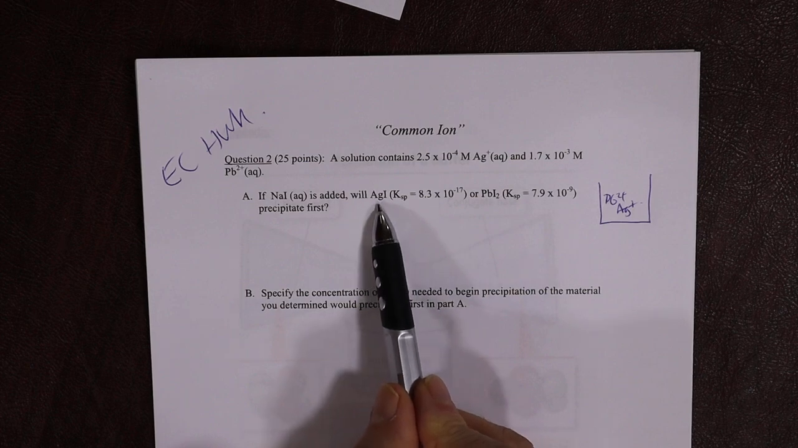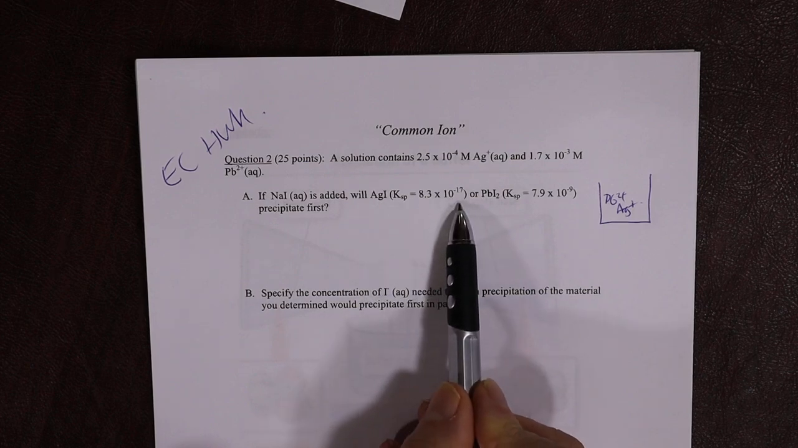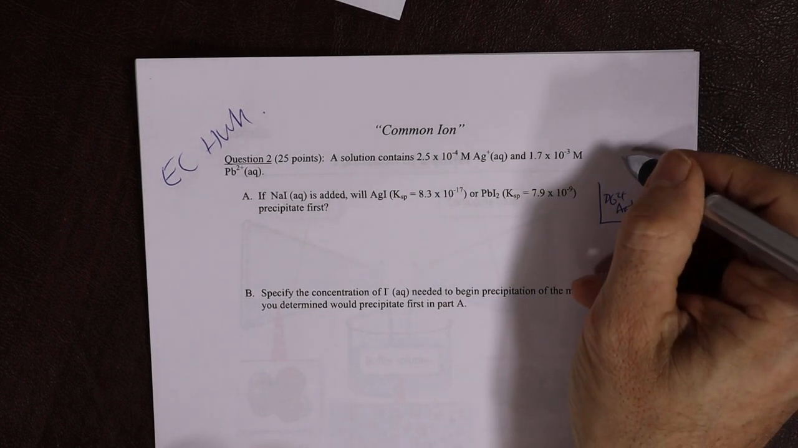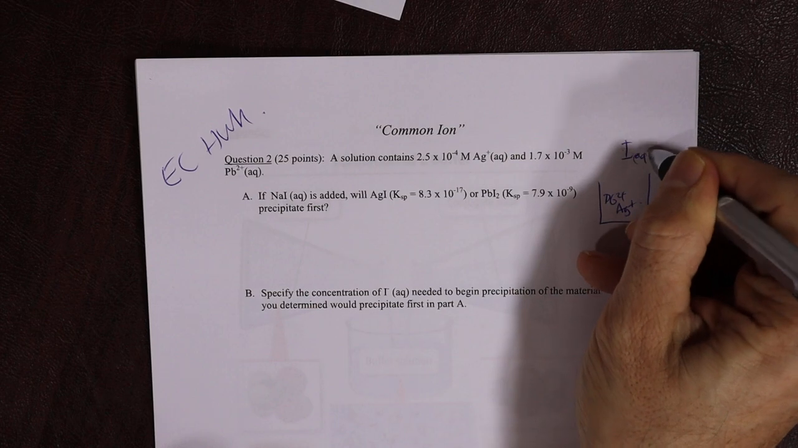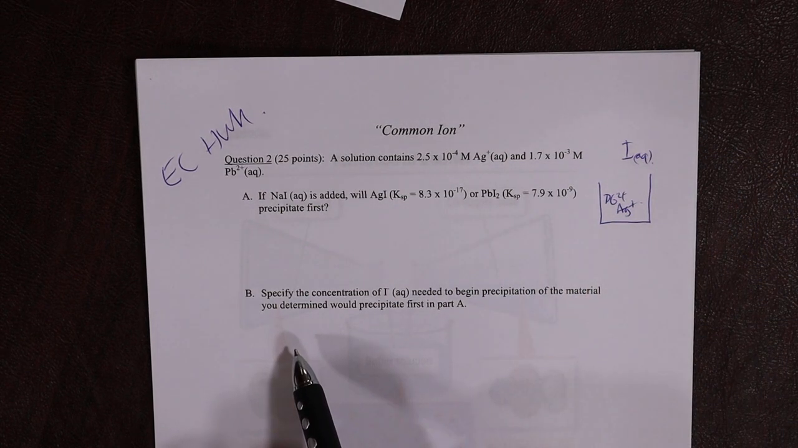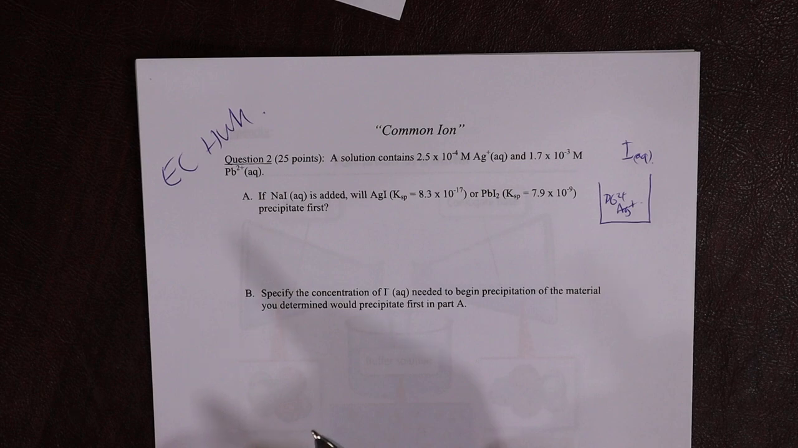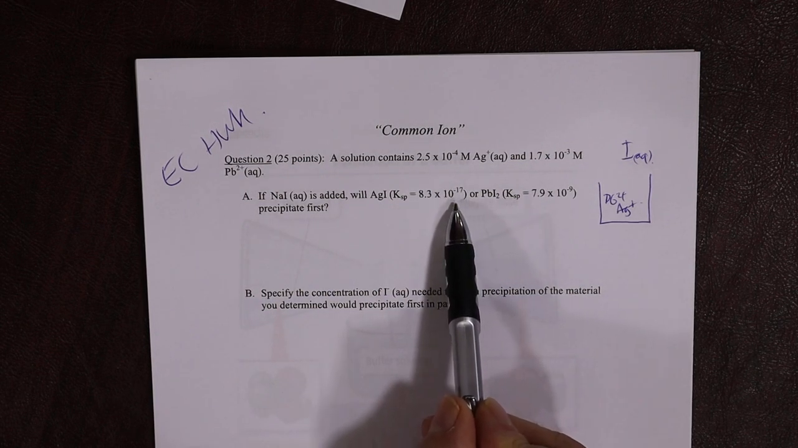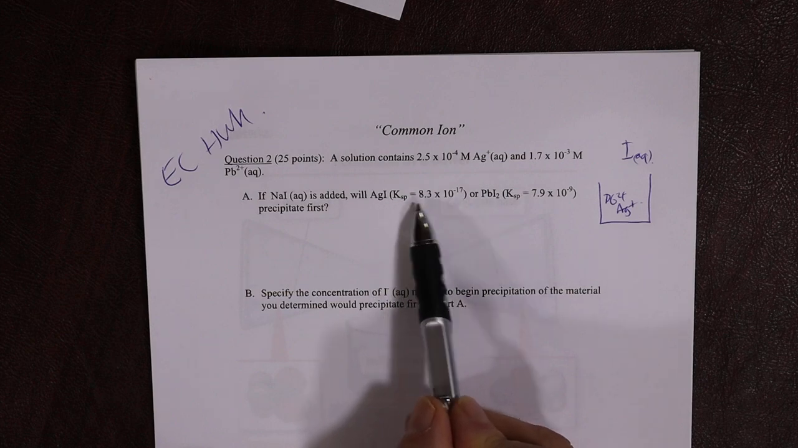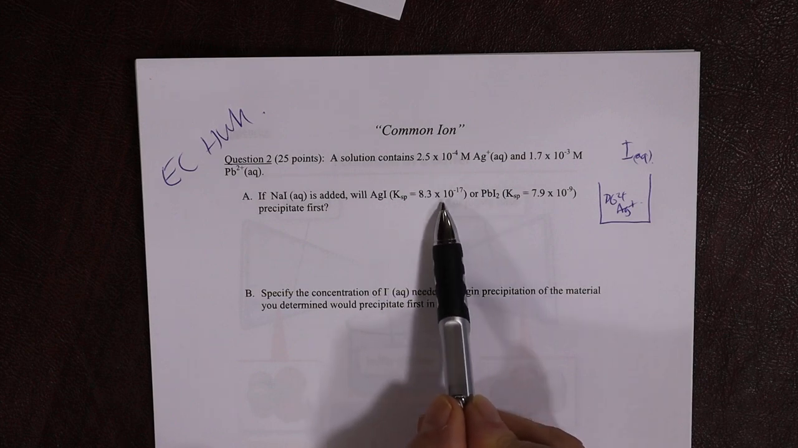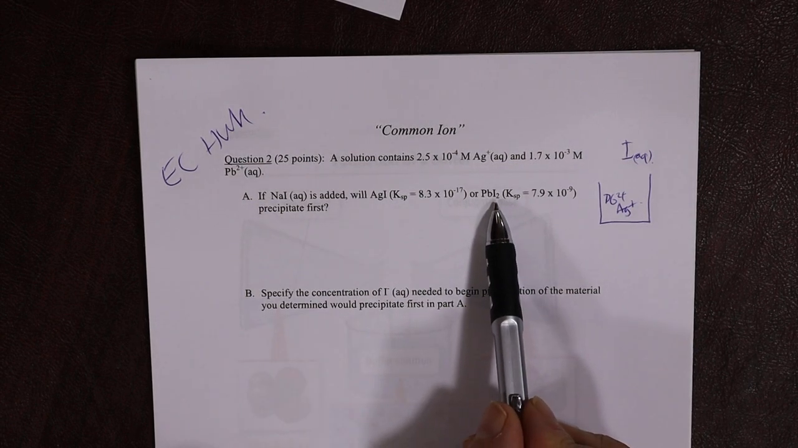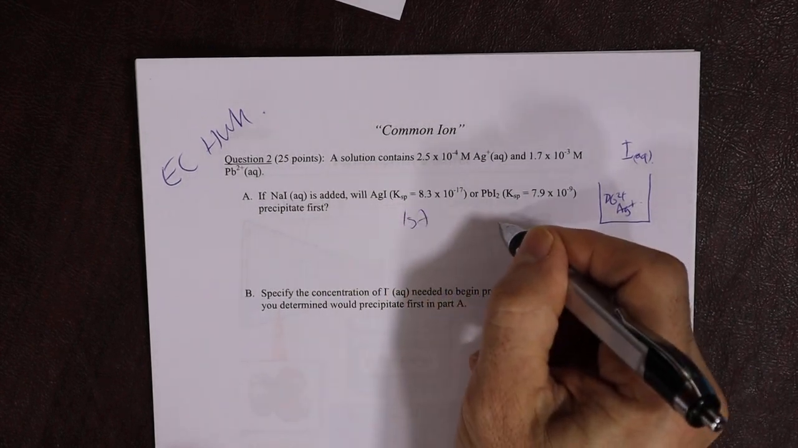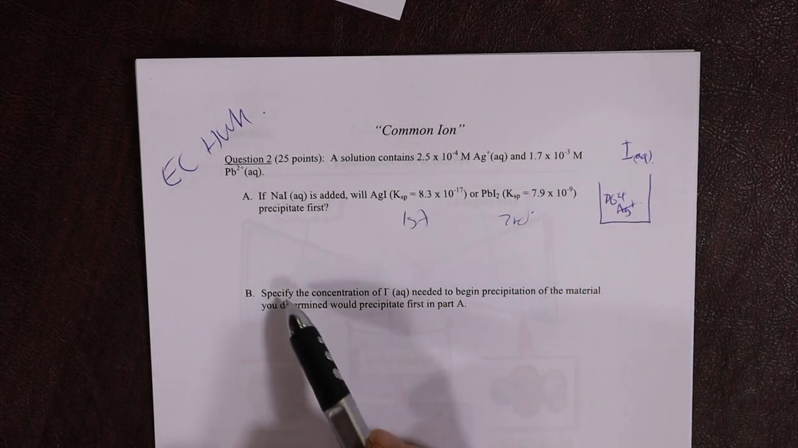AgI has a Ksp of 10 to the minus 17, lead iodide 10 to the minus 9. So what you're going to do is drip in I- aqueous. When the solubility product is reached, precipitation will happen. So what's going to precipitate first, this one or this one? Well, obviously this one, because to get to 10 to the minus 17, it's going to be a very small amount of I- you add. You've got to add a lot more iodide to make the other one precipitate. So this one will go first and this one will go second.